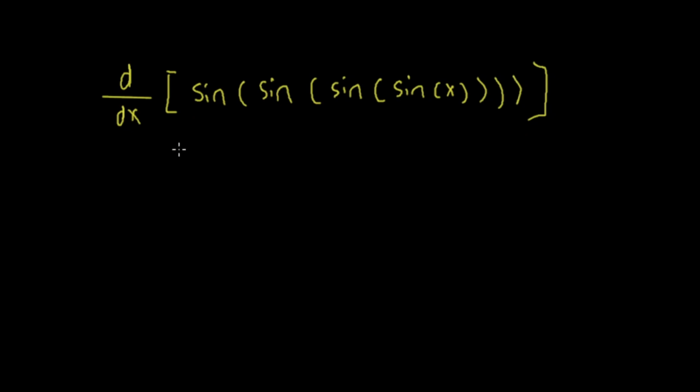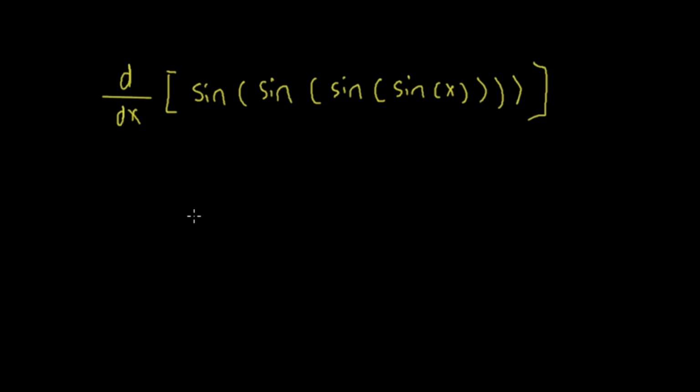Let's find the derivative of sine of sine of sine of sine x. How do we do this? As you can see here, this is like a function inside another function inside another function inside another function. We will use the chain rule. And how do we apply the chain rule here? Looks complicated, right? Don't worry, let's do this.